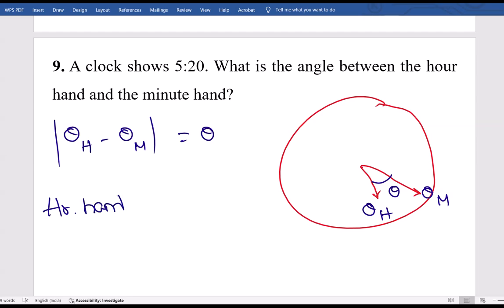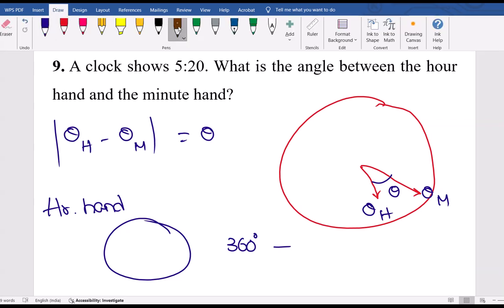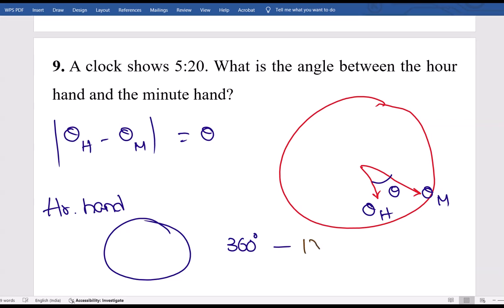The hour hand completing one full round is equal to 360 degrees. How much time does it take to complete one full round? Yes, 12 hours. So 1 hour is nothing but 30 degrees. Do you accept that? In 1 hour it completes 30 degrees. Starting from that point, after 12 hours we reach that point again. So every hour is 30 degrees; 12 into 30 is 360 degrees.